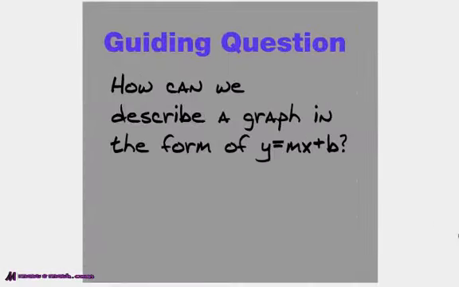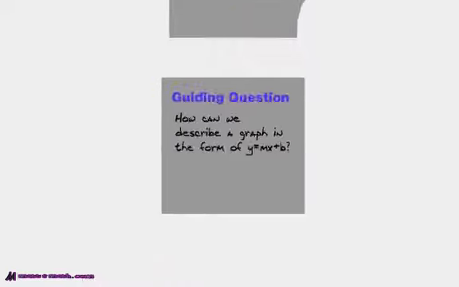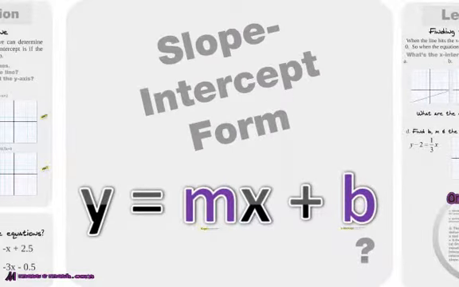All right, our guiding question is, how can we describe a graph in the form of y equals mx plus b? What does m stand for? What does b stand for? No idea. Let's do it. All right, well, this is our slope-intercept form, so we might want to write this down. We're going to talk about what m and b are.